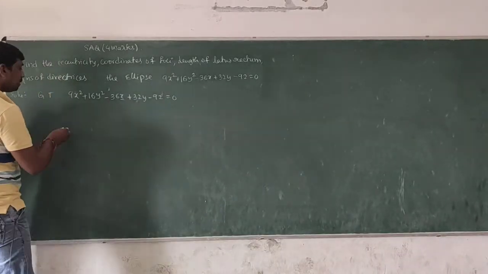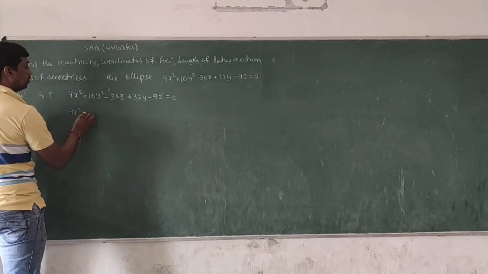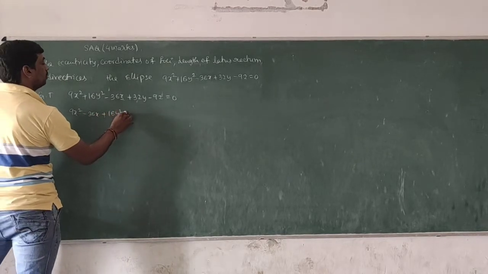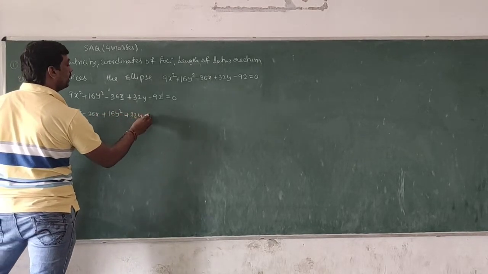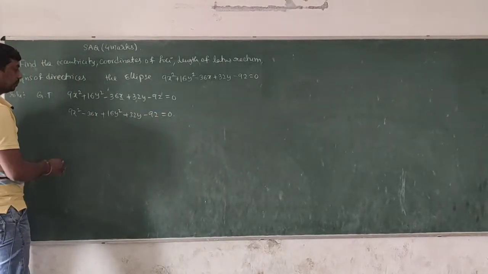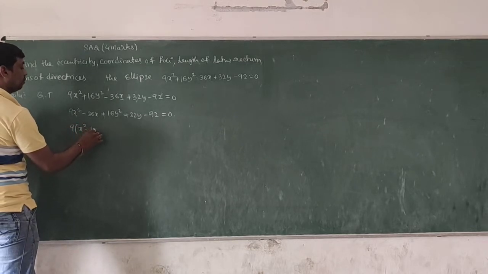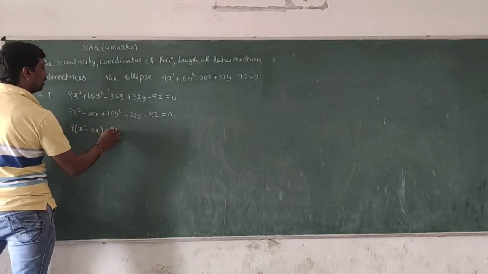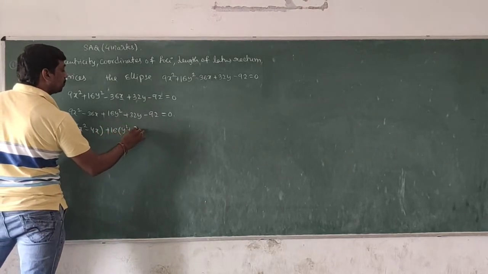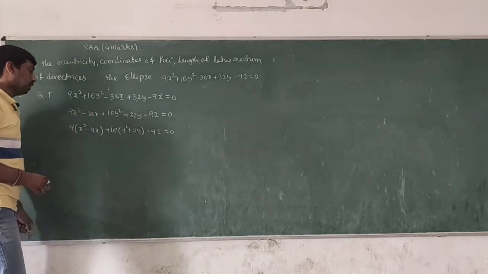So that's why 9x square, first write down the x square terms only, minus 36x. After that the y square term, after that the y term, 32y minus 92 equal to 0. In these two terms 9 is common: x square minus 4x, 9 times 4 is 36. Now 16 common: y square plus 2y, 16 times 2 is 32. Minus 92 equal to 0.